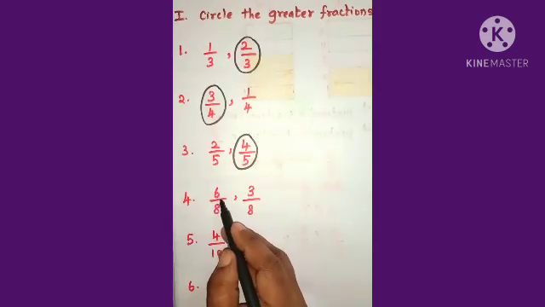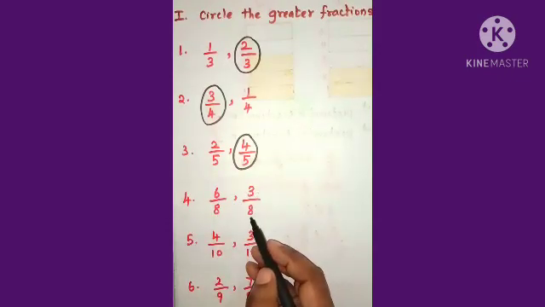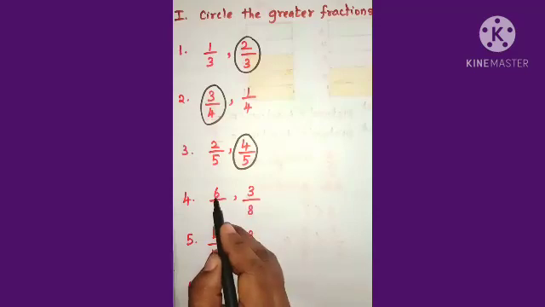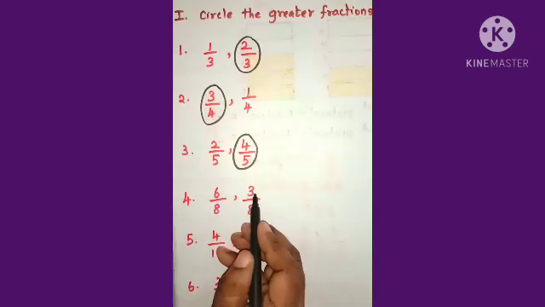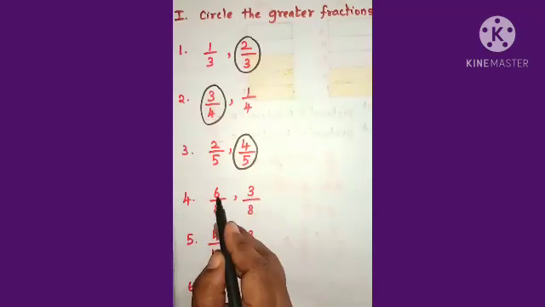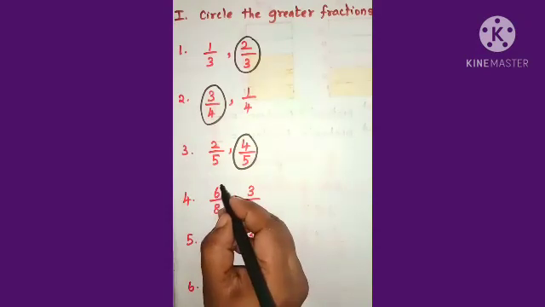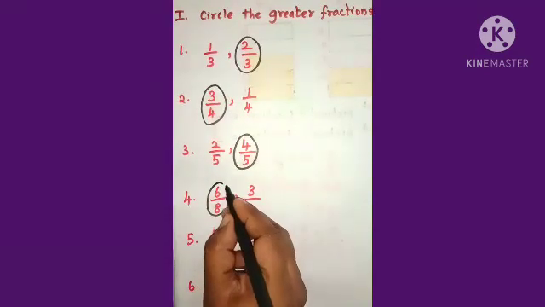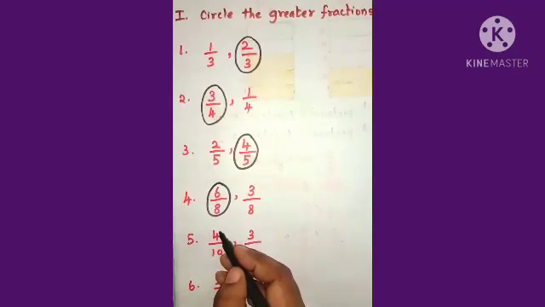See in this fourth problem 6 by 8, 3 by 8. Compare the numerators. 6 and 3 are the numerators. 6 is greater than 3. Thus 6 by 8 will be the greater fraction.